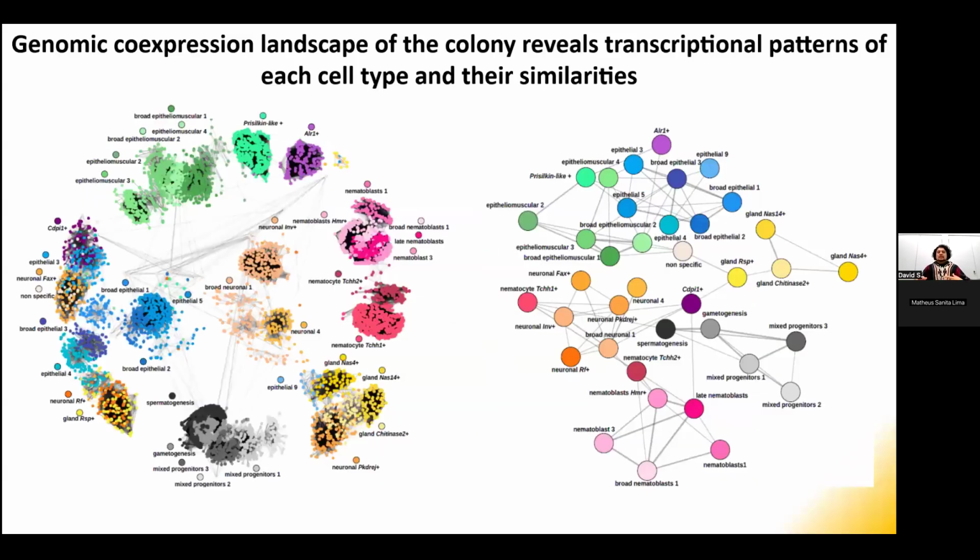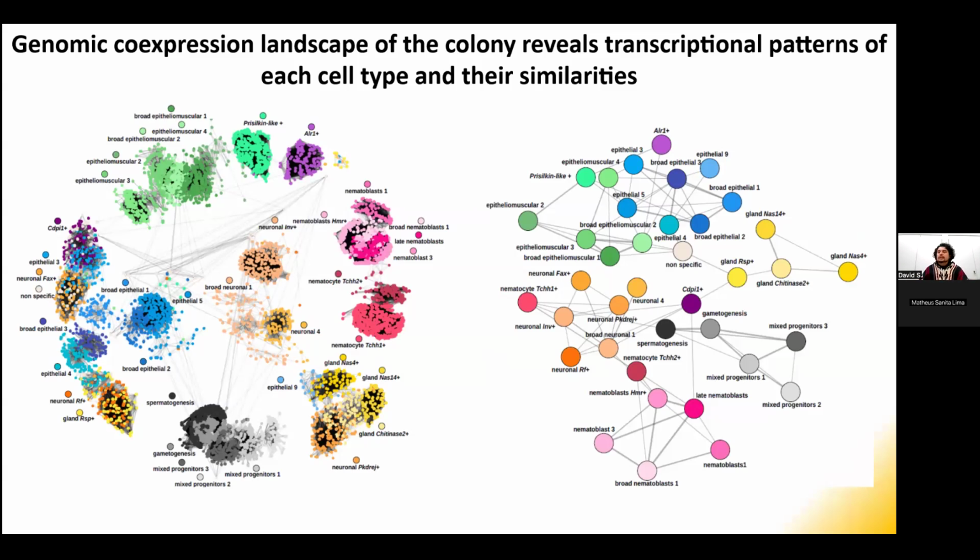So we did this, and when we overlap it with the single cell data set of Hydractinia, it helped us depict a regulatory landscape of cell differentiation in the whole colony. So here on the left, each dot represents a gene, and the edges are a representation of co-expression scores. So it tells us the similarities and the relationships of the different cell types at the gene level.